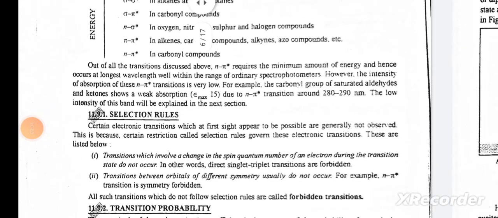Out of all these transitions discussed above, n to pi star requires the minimum amount of energy and hence occurs at the longest wavelength, well within the range of ordinary spectrophotometers. However, the intensity of absorption of this n to pi star transition is very low. For example, the carbonyl group of saturated aldehydes and ketones shows a weak absorption due to n to pi star transition around 280 to 290 nm. The low intensity of this band will be explained in the next section.